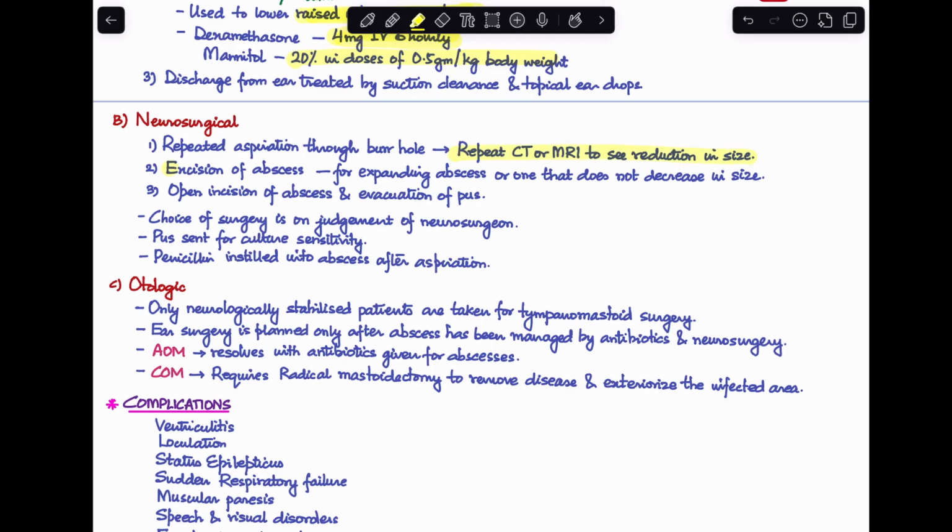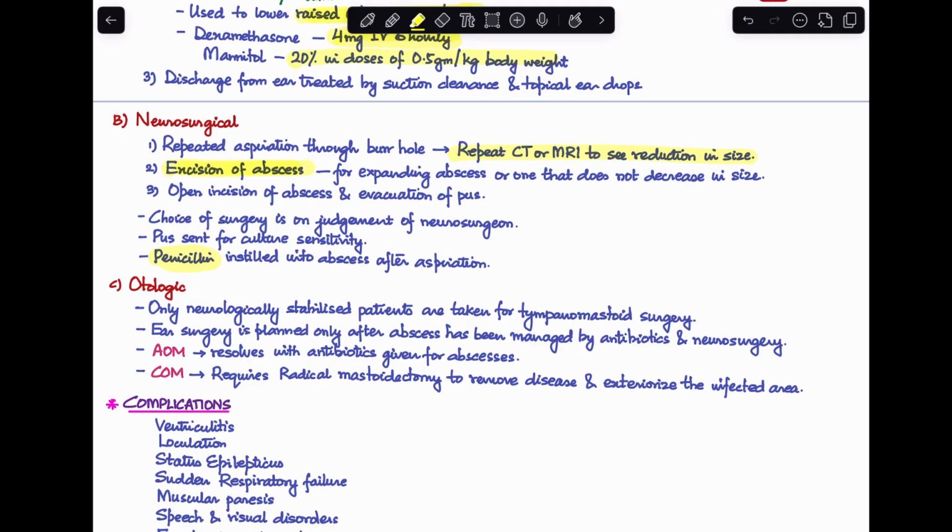Second option is we can perform an excision of the abscess. This is done for a case of expanding abscess or one that does not decrease in size. Third option is an open incision of the abscess and evacuation of the pus. Usually, the choice of surgery is totally up to the judgment of the neurosurgeon and depending on what case you have. The pus that you take out is usually sent for culture sensitivity, and after you have aspirated pus, usually penicillin is instilled into it. So these are our three neurosurgical options.